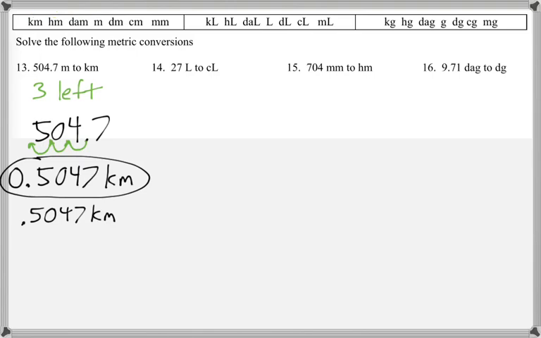Okay, so number 14 says convert 27 liters to centiliters. So that means I'm going from liters to centiliters. And that was 2 places to the right. So if we don't see a decimal place, it's implied to be to the right of the number. And I'm moving it 2 places to the right, and I need to add my own zeros. So this would be 2700 CL.